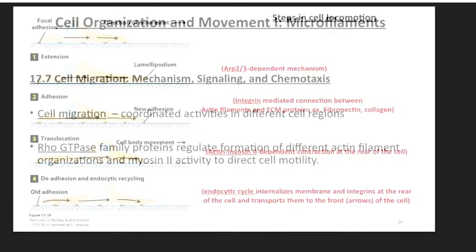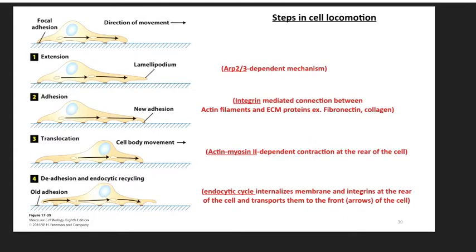Okay, steps are important. So what happens in different case scenarios? This extension is an ARP2/3 dependent mechanism. That means a lot of branched chain network should form for the actin filaments. This one, adhesion, involves integrin mediated connection. Translocation is based on actin myosin 2 dependent contraction at the rear of the cell. De-adhesion and endocytic recycling: internalization of membrane and integrins at the rear of the cell.